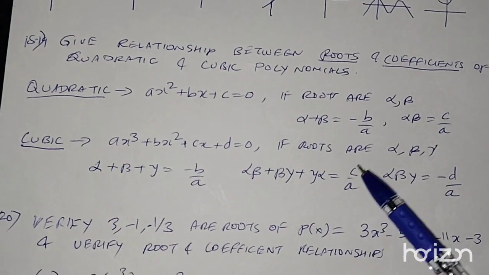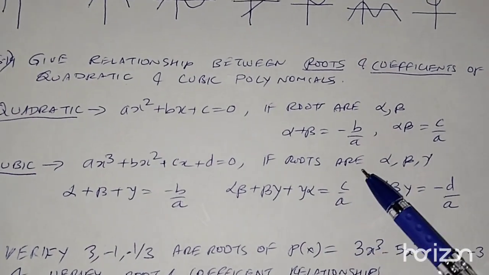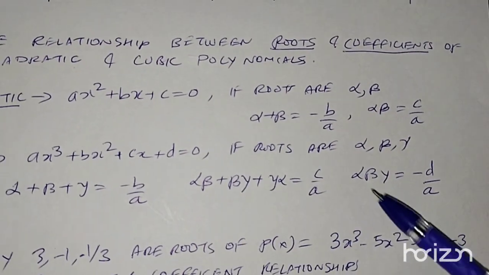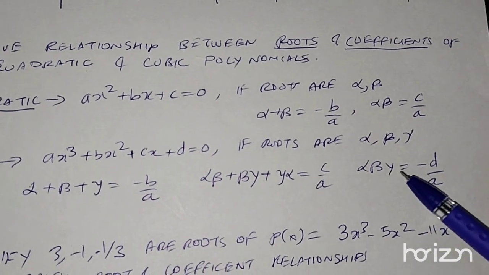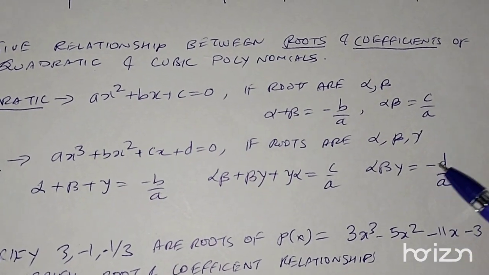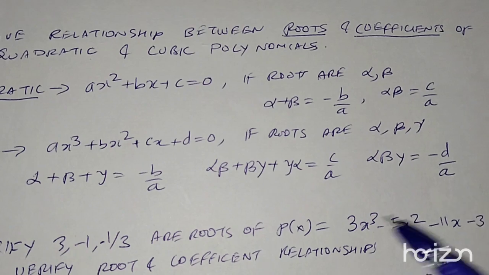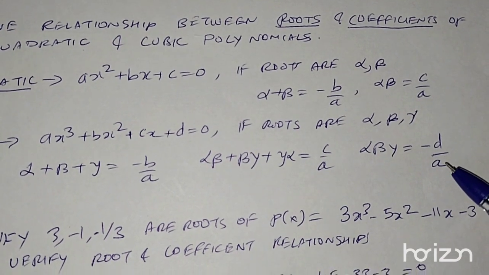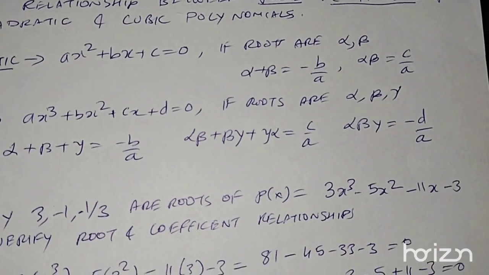Sorry, just c by a, not minus. My apologies, just c by a. And if you multiply the three roots, alpha beta gamma, you'll get minus d by a. Okay, so this information you have to remember.